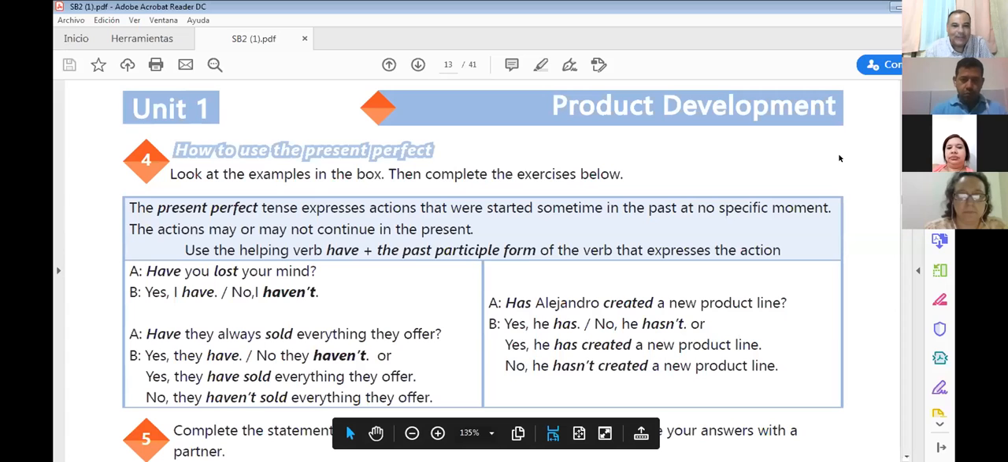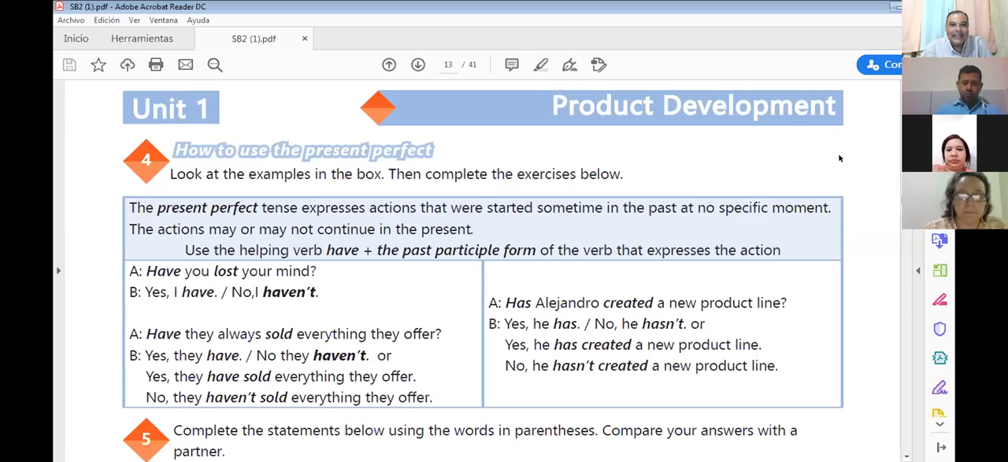Okay, so I'm going to share the book with you. Okay, page 13. Can you see the book? Yes. Okay, very good. So, unit one. How to use the present perfect? Look at the examples in the box, then complete the exercises below.